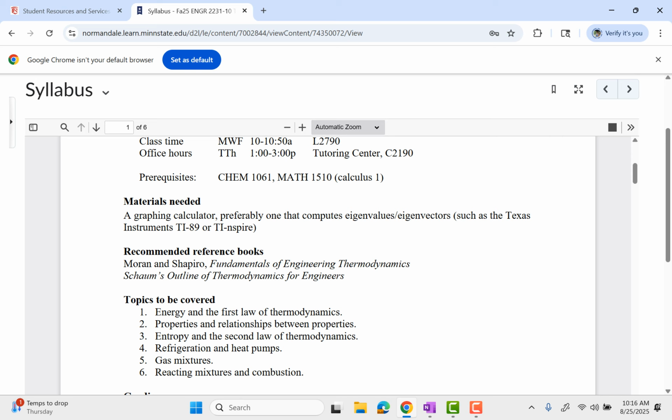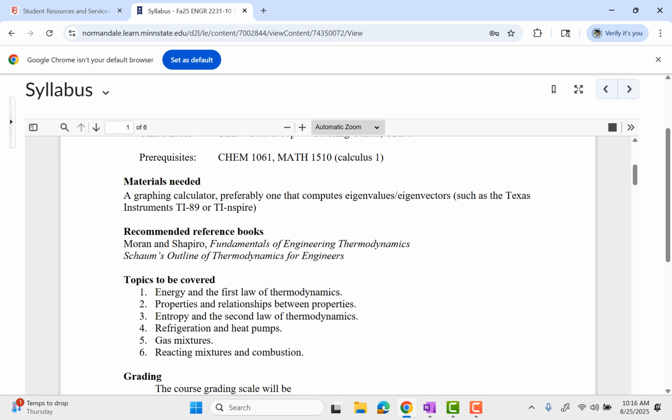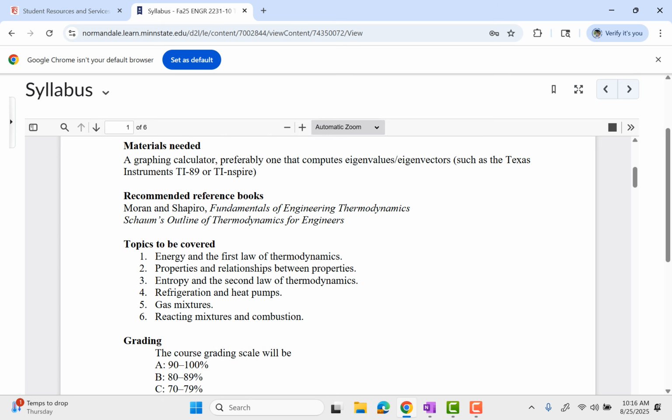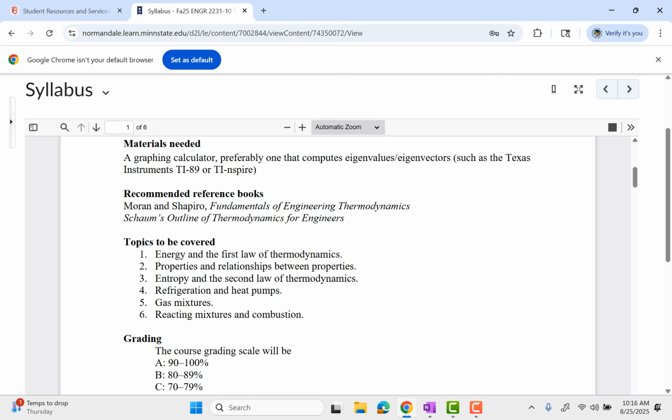The prerequisites are Chem 1061 and Calc 1. The materials that you need: a graphing calculator. In this class, we're not going to see eigenvalues and eigenvectors. But if you're looking for a new calculator, if you're thinking of buying one soon, you might as well get one that does eigenvalues and eigenvectors, like a TI-89 does it, and TI Inspire does it.